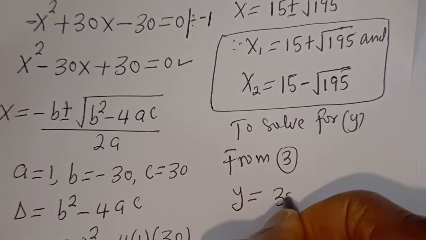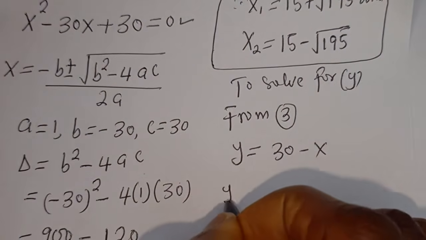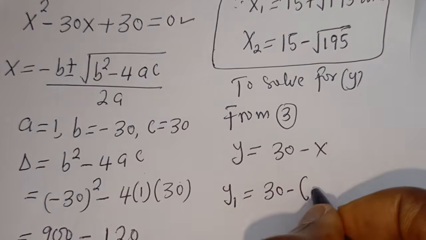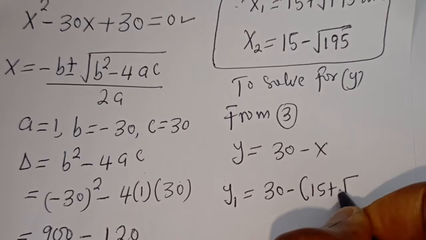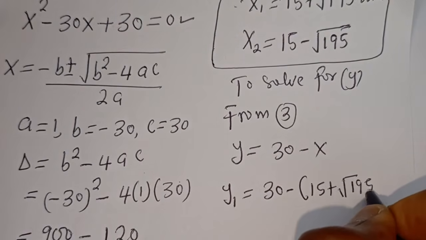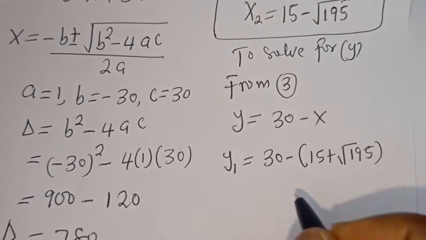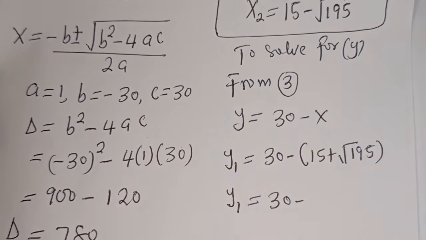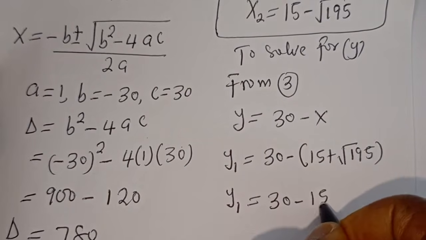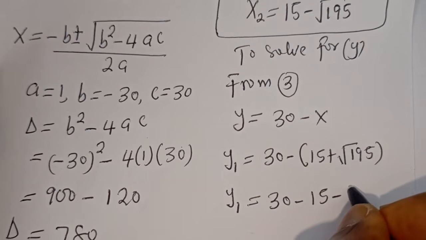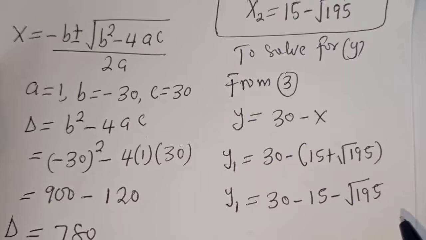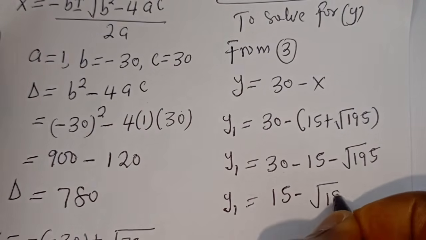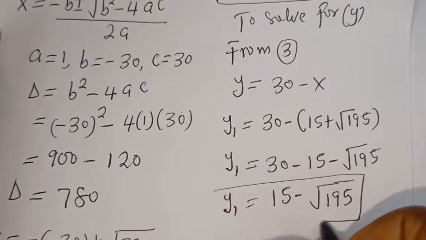y is equal to 30 minus x, then y1 is equal to 30 minus x, which is 15 plus root 195. y1 will be equal to 30 minus 15 minus root 195. y1 is equal to 30 minus 15, this is 15 minus root 195. This is the value of y1.